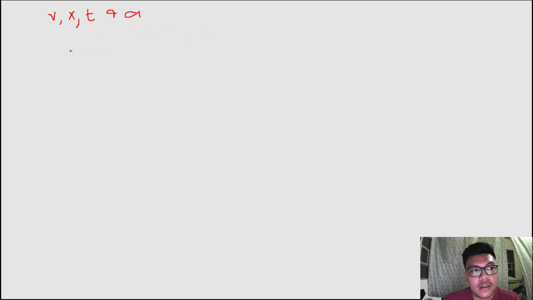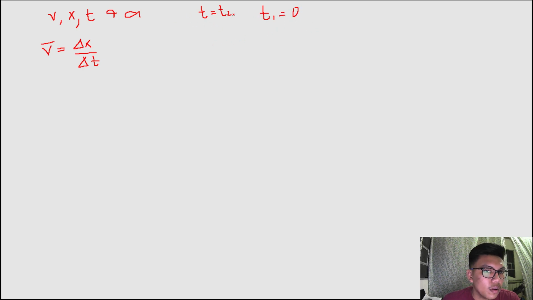Okay, let's try it. Mag-derive tayo ng equation na pwede nating magamit. So we have speed is equal to delta x all over delta t. Di ba? Okay, so dito, since constant acceleration tayo, we are going to rename t sub 2 as t. Then t sub 1 is equal to 0. Also, yung ating x sub 2, papangalanan natin ng x, ano? And yung ating x sub 1, that will be equal to x sub 0. Yung t sub 1, that will also be named as t sub 0, di ba?